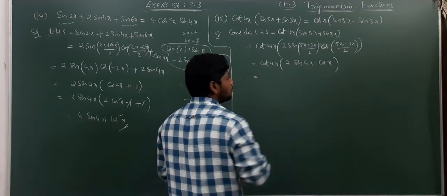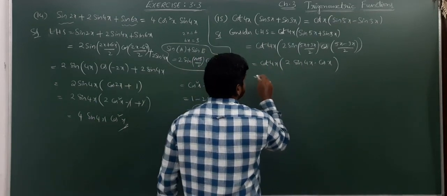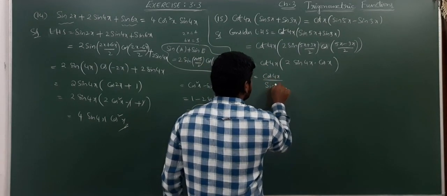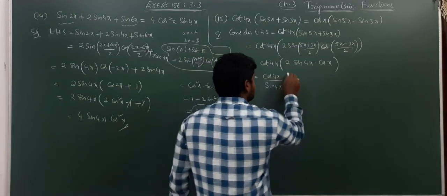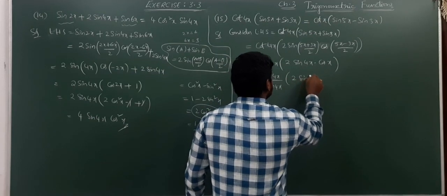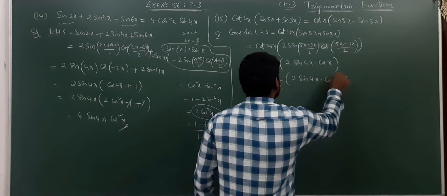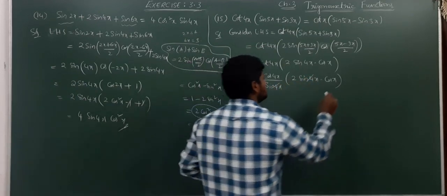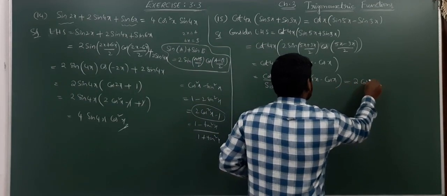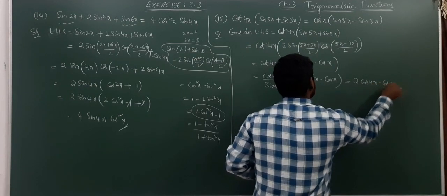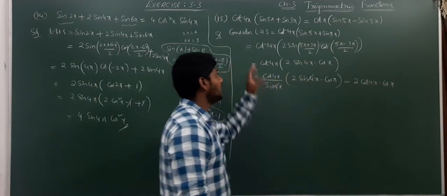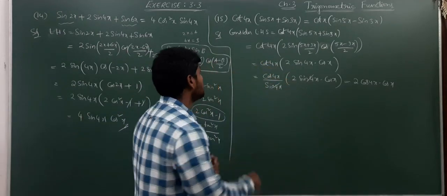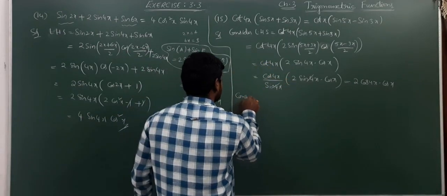Now this cos 4x we can also write as cos 4x by sin 4x, which is 2 sin 4x into cos x. So sin 4x and sin 4x cancel, so this will be equal to 2 cos 4x into cos x. So this is what LHS is. We have simplified up to some extent. Now we will consider RHS.